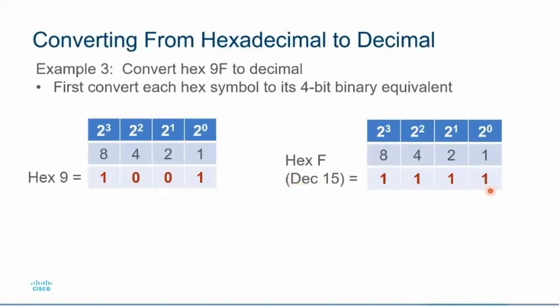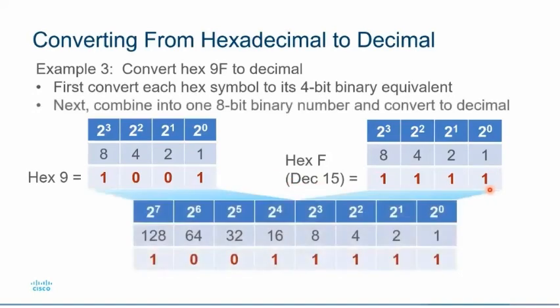Next, I'll combine them into one 8-bit binary number. So here I have the first 8 place values in binary, and then I'll convert to decimal, and that gives me 128 plus 16 plus 8 plus 4 plus 2 plus 1, or 159 in decimal. There are often several ways to approach converting between number systems.